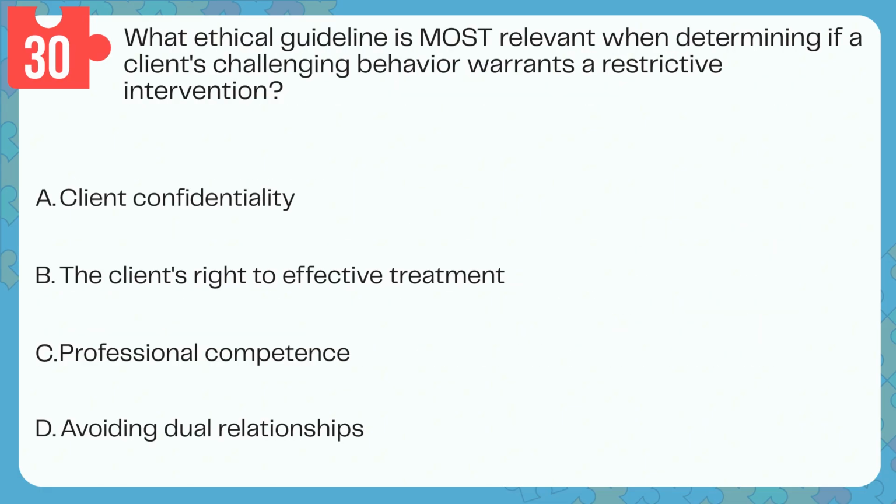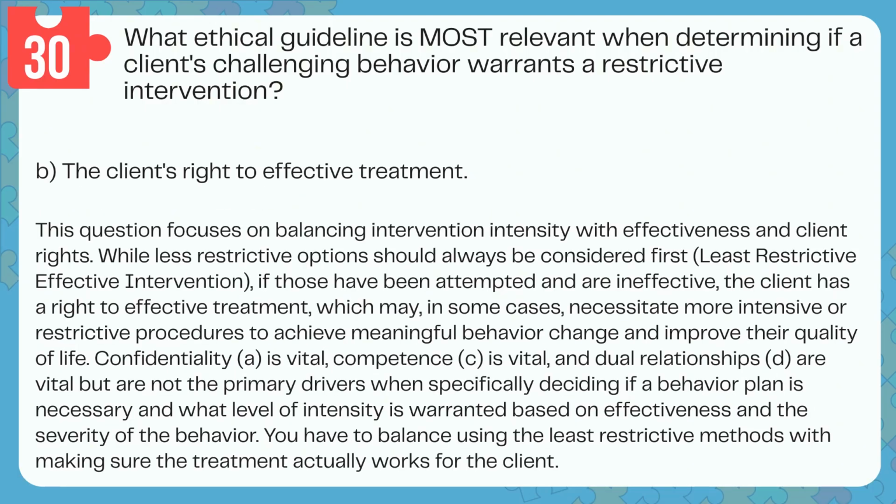Question 30. What ethical guideline is most relevant when determining if a client's challenging behavior warrants a restrictive intervention? A, client confidentiality. B, the client's right to effective treatment. C, professional competence. D, avoiding dual relationships. Answer B, the client's right to effective treatment.